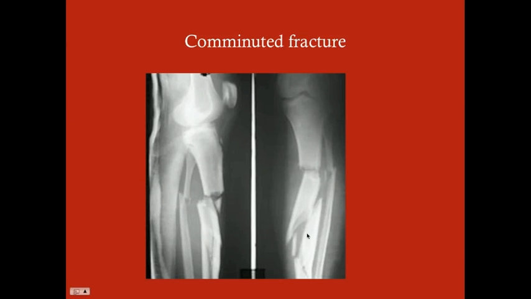And then here's another one. So you could consider this up here a segmental fracture, but right down here, this would be a comminuted fracture. So you're getting multiple different breakages.